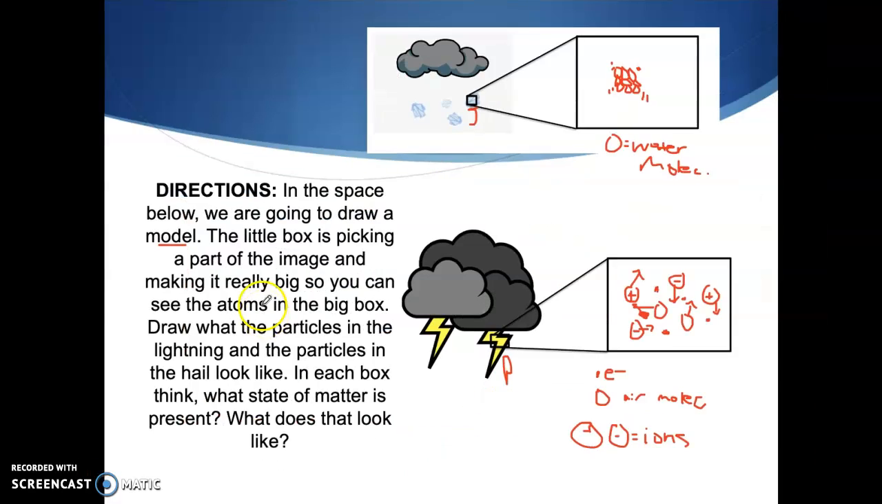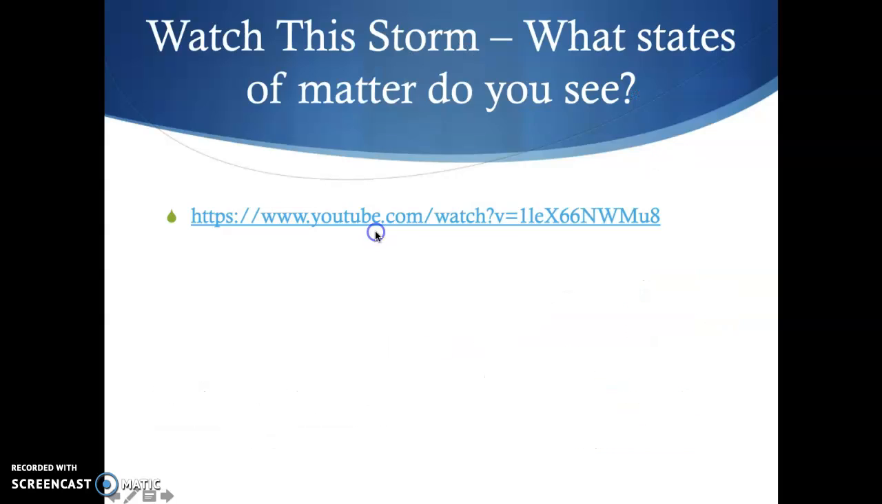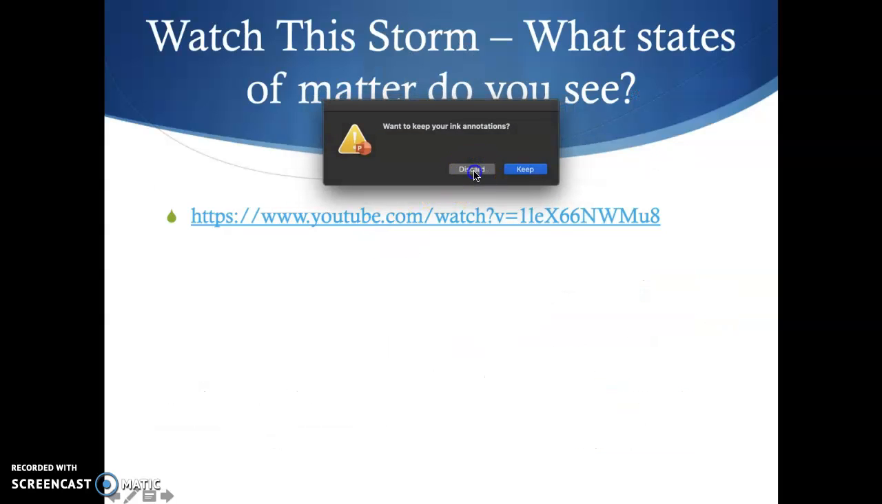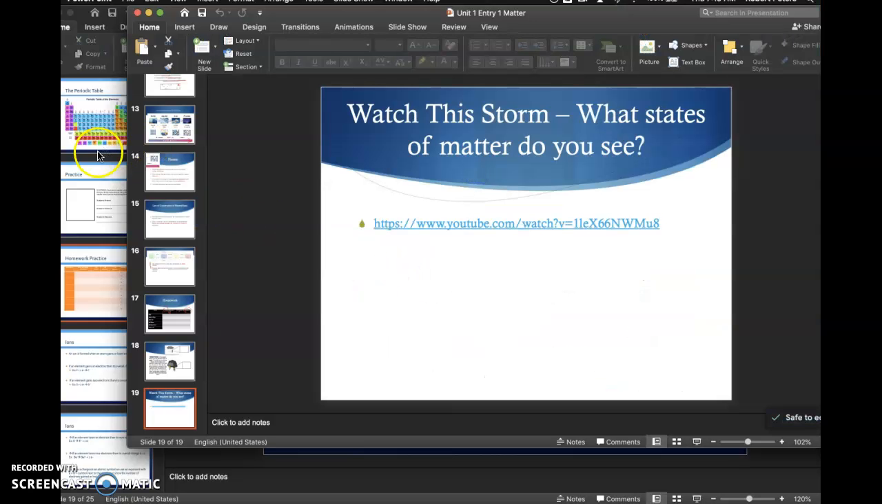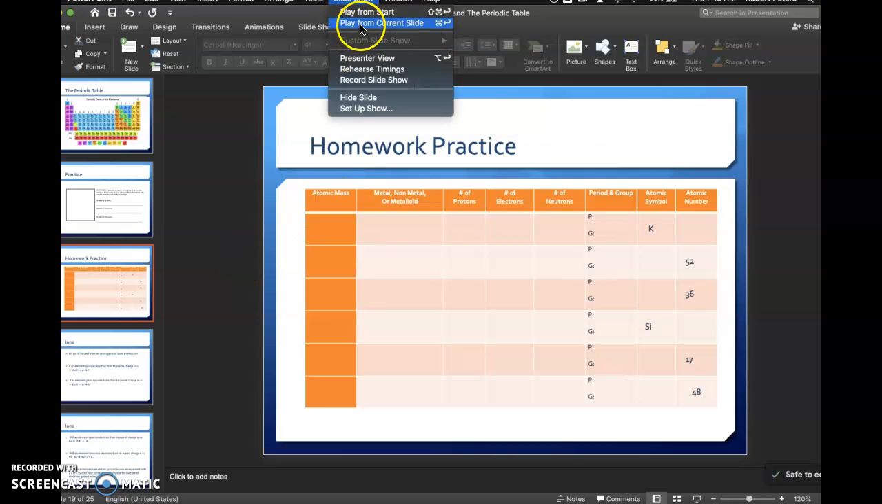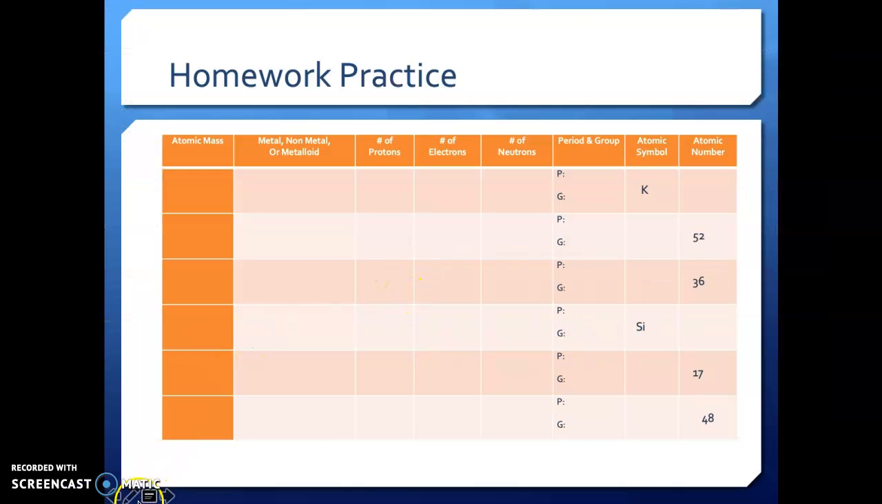Let's go to our second presentation. Where are we going here? I want to discard those annotations. Let's go to our other one. A slideshow, play from current slide. Okay, so we already went over the first one.